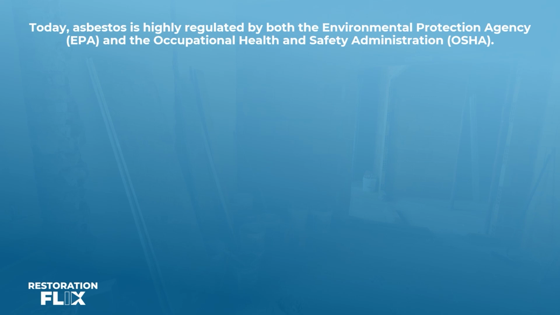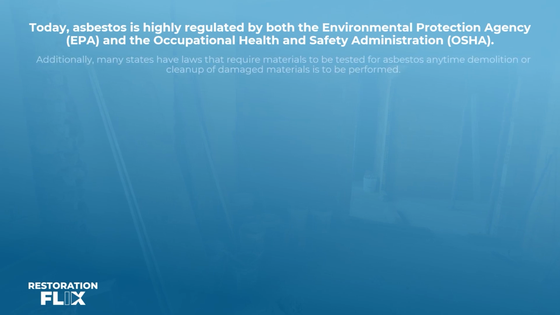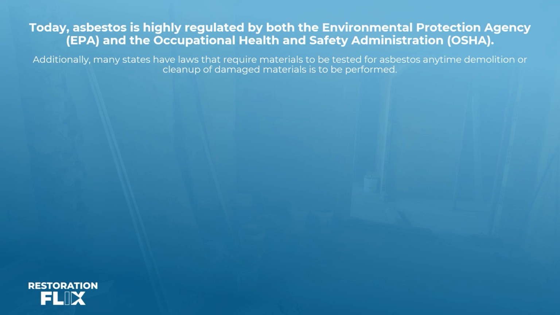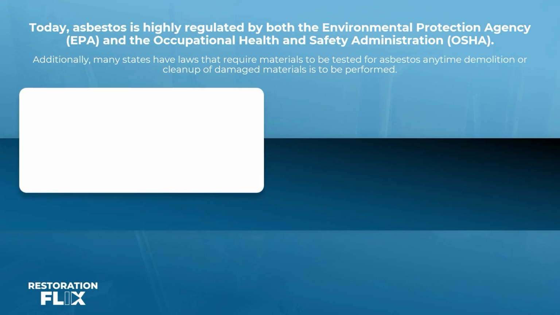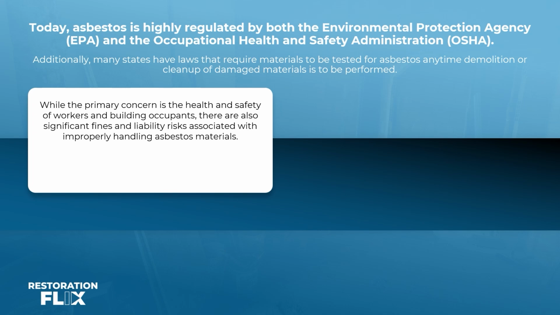Today, asbestos is highly regulated by both the Environmental Protection Agency and the Occupational Safety and Health Administration. Additionally, many states have laws that require materials to be tested for asbestos anytime demolition or cleanup of damaged materials is to be performed. While the primary concern is the health and safety of workers and building occupants, there are also significant fines and liability risks associated with improperly handling asbestos materials.